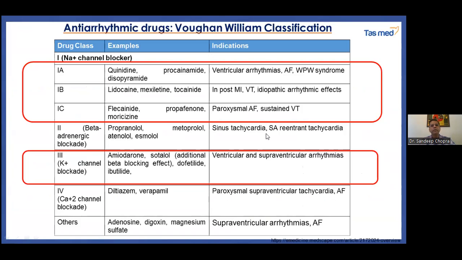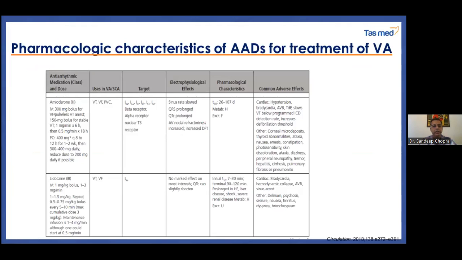So this is the Vaughan-Williams classification. We've learned about this in our DM days, class 1, 2, 3, 4. Mexiletine comes in the class 1B list of drugs called the sodium channel blockers. Class 3 drugs are amiodarone and sotalol, very useful and very commonly used drugs, especially amiodarone, the indication being ventricular arrhythmias. For mexiletine, again, post-MI VT, idiopathic arrhythmic events, mexiletine is an amazing drug.